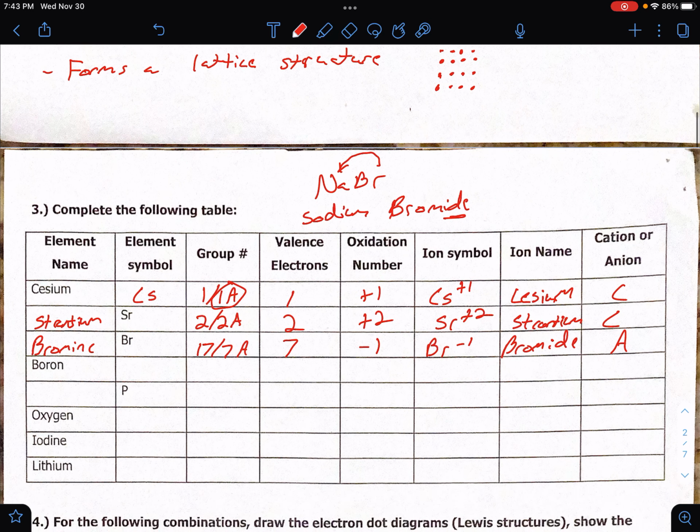So let's look at another anion. Because we've done a couple of cations, let's do the P. That would be phosphorus.